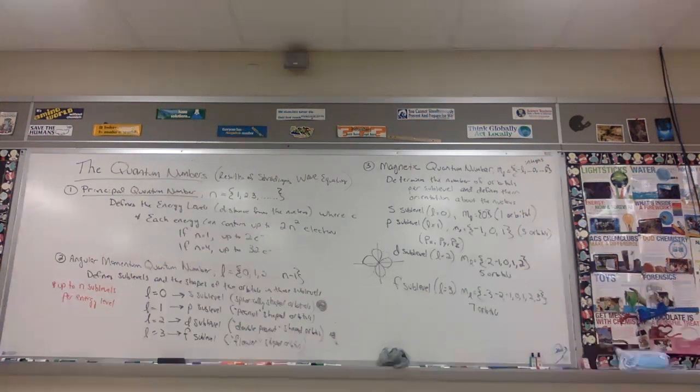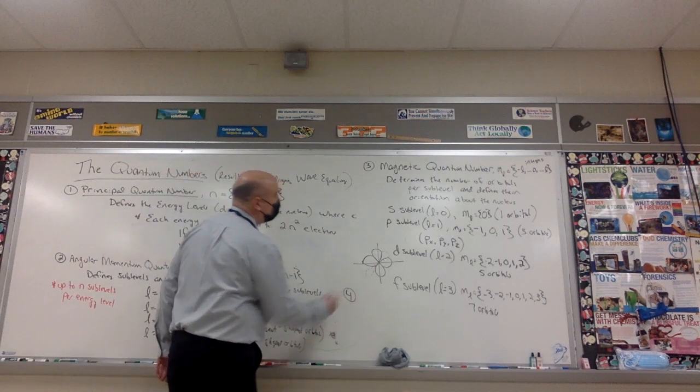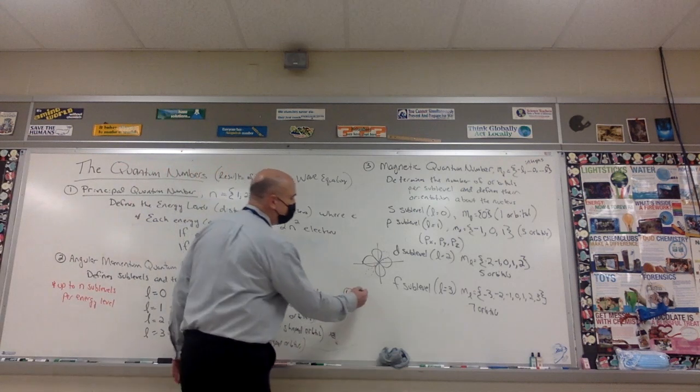So that's 3 of the 4 quantum numbers down. The 4th one's pretty easy though. The 4th quantum number is the spin quantum number.